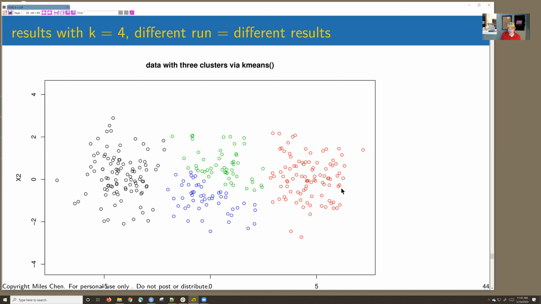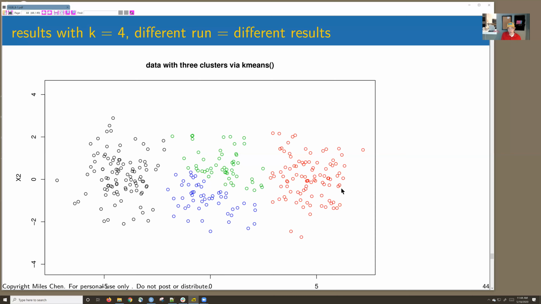ethnicities, and what is the correct number of groups to look for? It's a difficult question. It's a tough question, how many clusters to look for, and it's hard to do. So this is what we have.